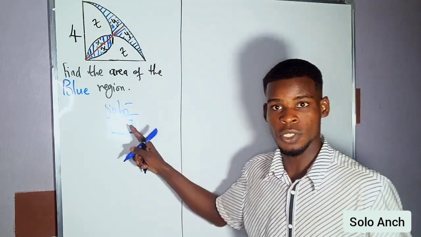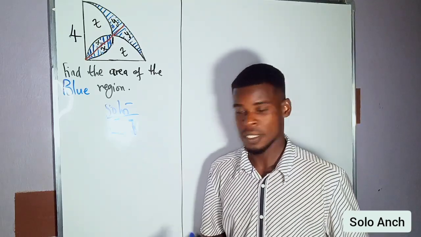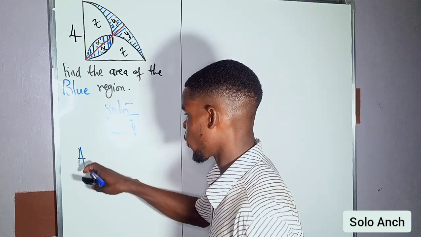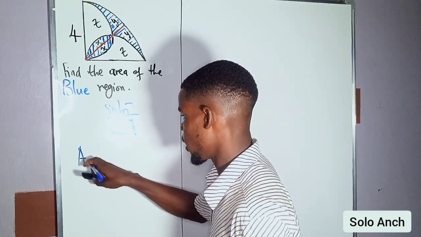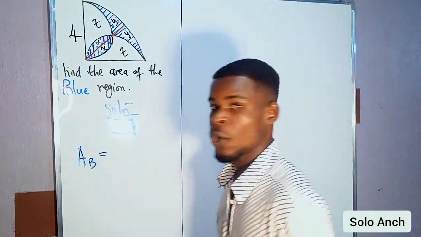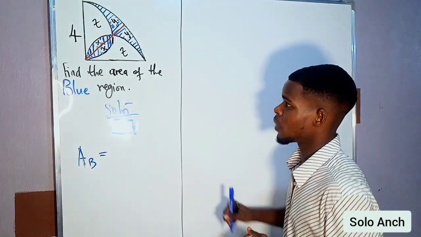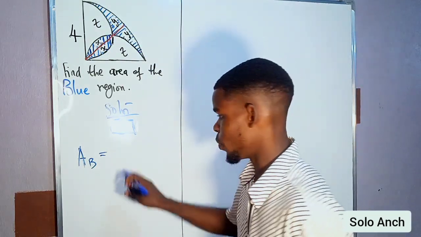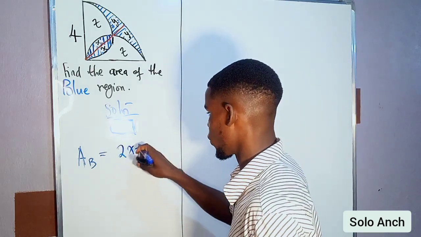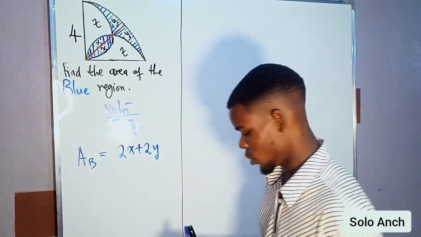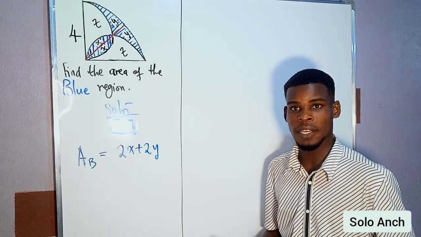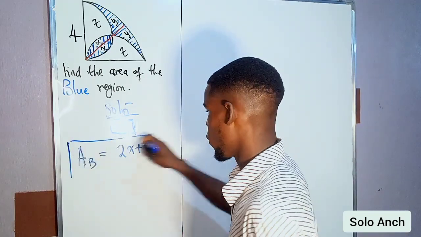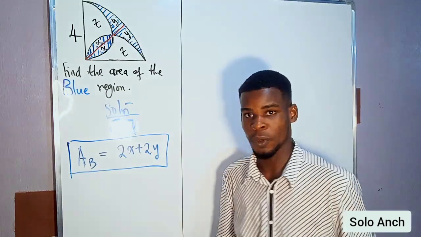So I'm using this to just make sure I don't write on the light, so that the area of the blue region which we're looking for, maybe let me use AB to denote that. The area of the blue region will be given by X plus Y plus Y. Right, that will be 2X plus 2Y. So our interest is in determining the values of X and Y, so that when we put them in here, we're going to get the area of the blue region.